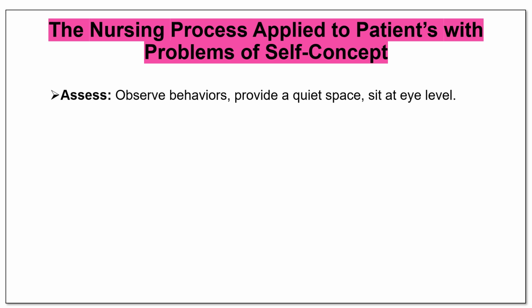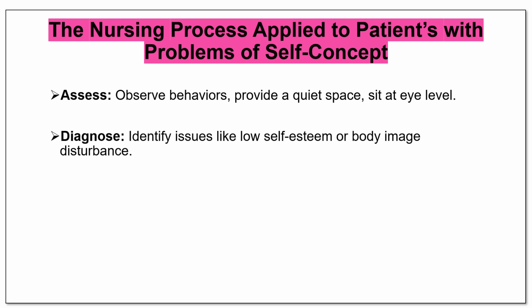Let's reiterate some of the things we said earlier about the nursing process when patients struggle with self-concept. So again, when we assess, we want to observe carefully. Their nonverbal behavior is a powerful clue. So halting, hesitant speech, slumped posture, avoidance of eye contact, unkempt appearance, excessive apologizing, these can all point to self-esteem issues. Like we said before, sit at eye level, provide a quiet space, and minimize distractions. This can create safety and trust so patients feel comfortable sharing.